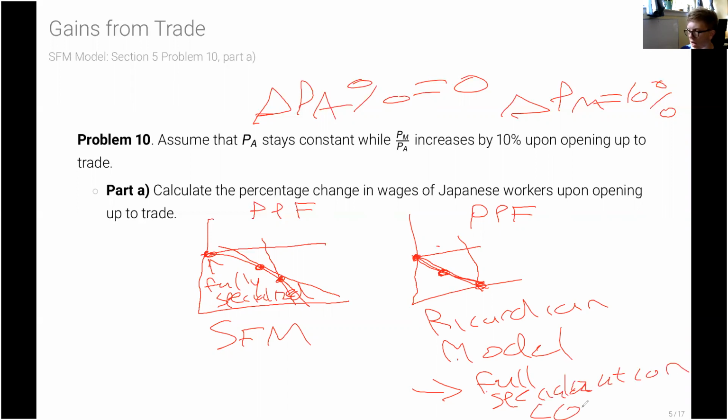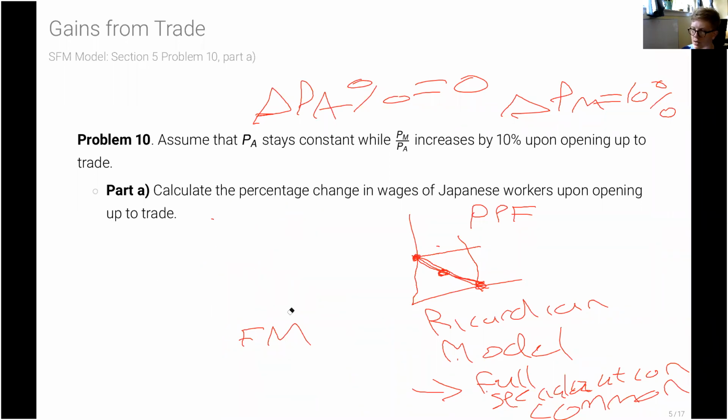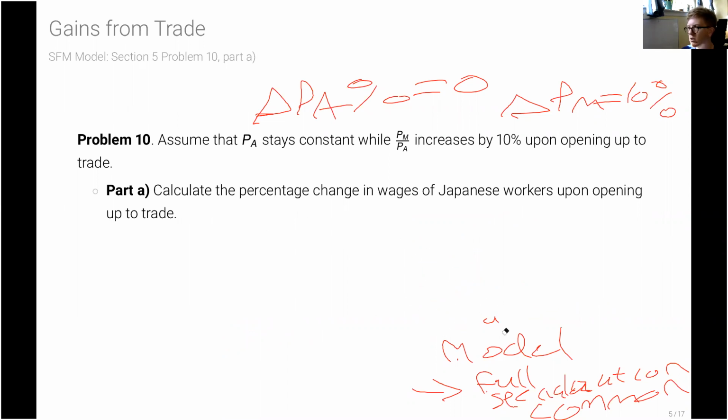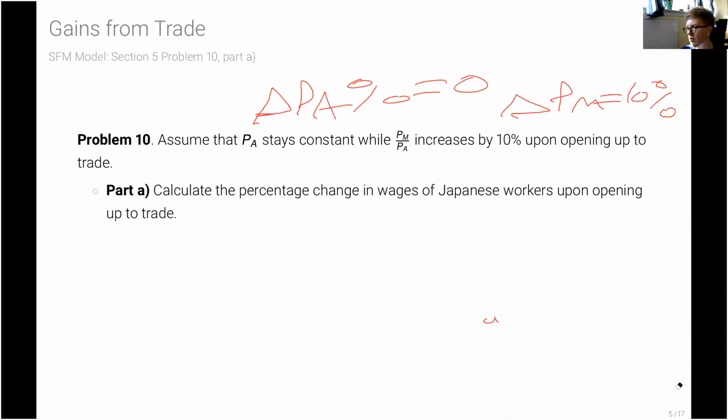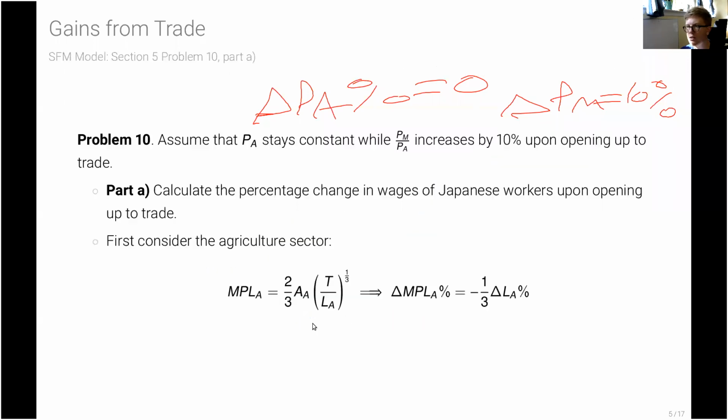is common. As opposed to, you can sort of see that we're really going to need to take very steep or very shallow relative price ratios in order for each of these countries to be fully specialized in the specific factors model. Okay, so that was a long way to say that, in order to calculate the percentage change in Japanese workers' wages upon opening trade, we need to look at the wages of Japanese workers in both sectors of manufacturing and agriculture.